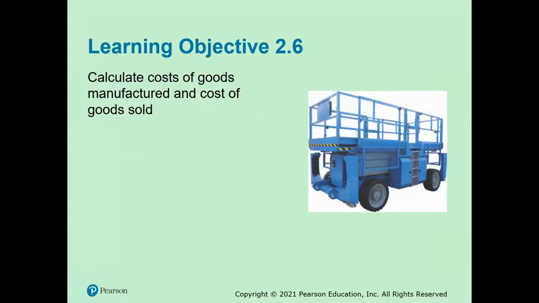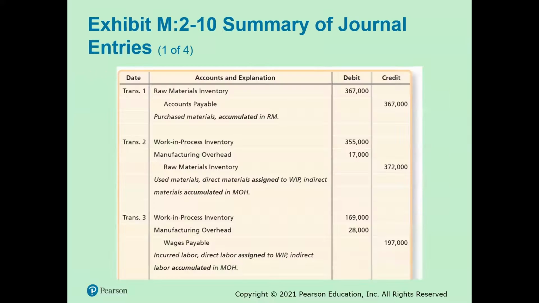Learning objective 2.6, calculate cost of goods manufactured and cost of goods sold. As costs flow through the job order costing system, we go through a 4-step process of accumulating, assigning, allocating, and adjusting. Here you see in Exhibit 2-10, it lists all the journal entries illustrated in the chapter for the transactions 1 through 3.